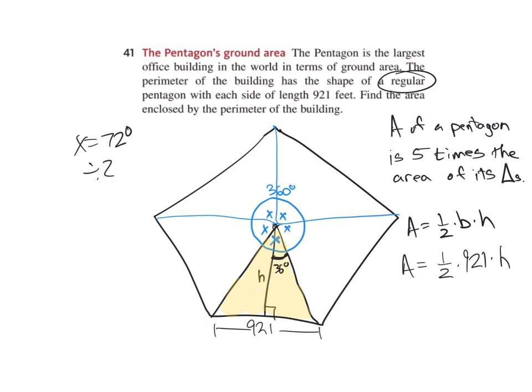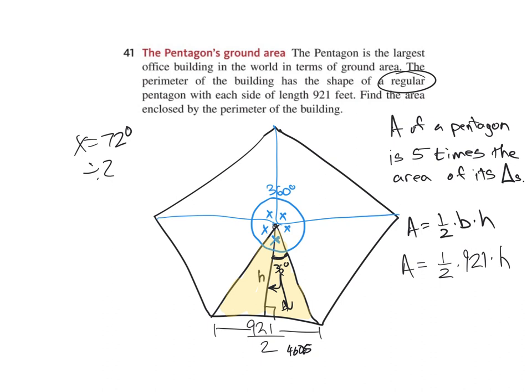We'll call this base 1 here, because the big base is 921. So how do we get b and h? We can get b sub 1 by dividing 921 by 2. 921 divided by 2 is 460.5. All right, so now we have the opposite leg. We want the adjacent leg.